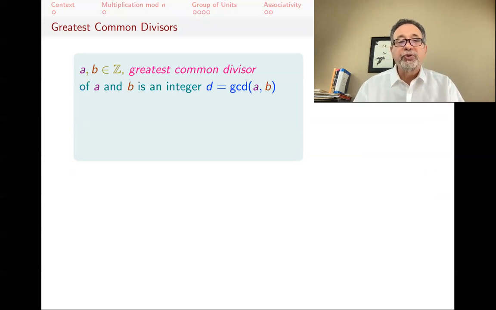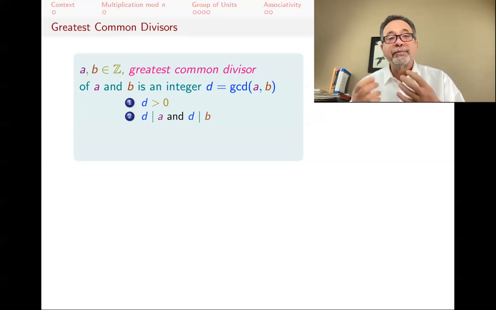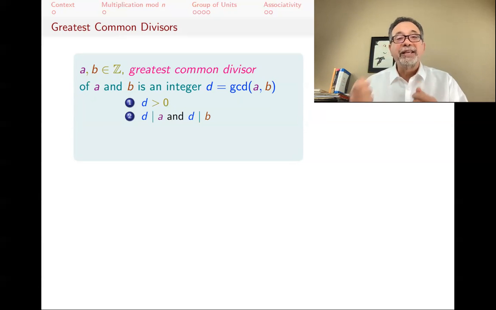If you have two integers, their greatest common divisor is also an integer, denoted GCD of A, B, and has three properties. It's greater than 0. It divides A and divides B. When we put D | A, we read it as D divides A. That means that A is a multiple of D. D is a divisor of A. If you take A and divide it by D, you don't get any remainders. And D divides B, so D is a factor of both. And then it's the greatest common divisor.